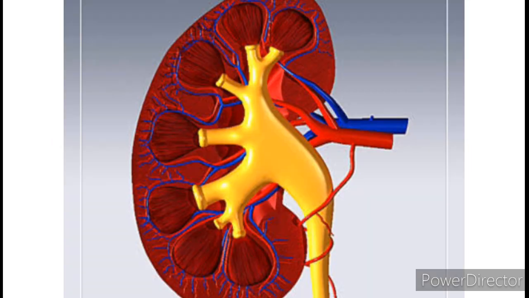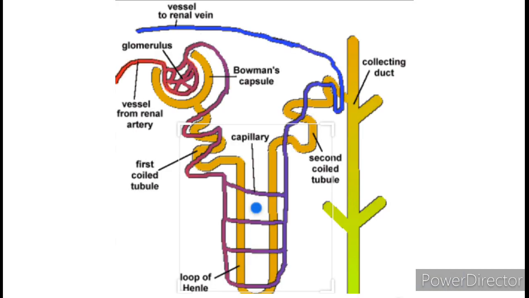For glomerular filtration, the Malpighian capsule of the nephron plays a very vital role. You know that the Malpighian capsule is made up of glomerulus and Bowman's capsule. Glomerulus is the network of capillaries that is present inside the Bowman's capsule of the nephron.